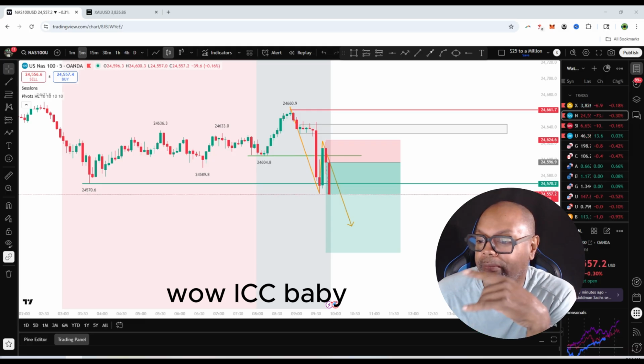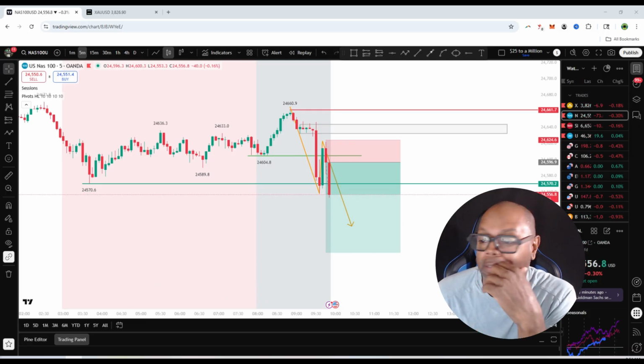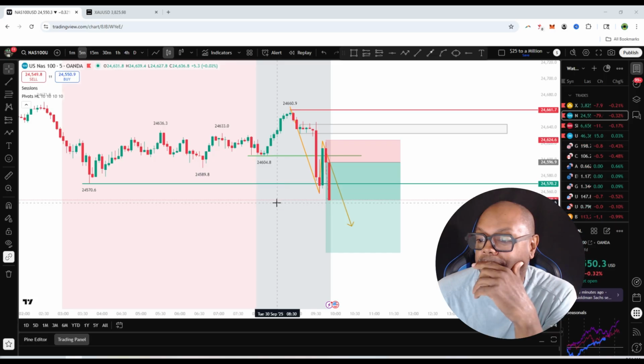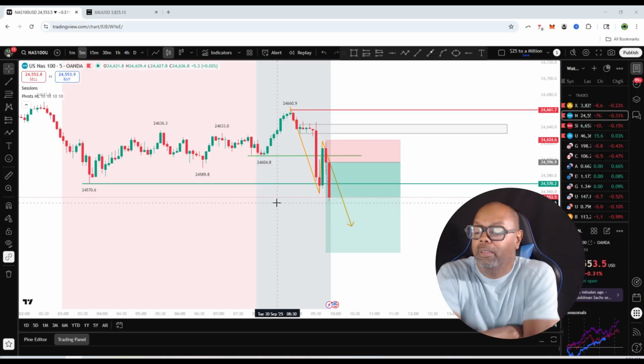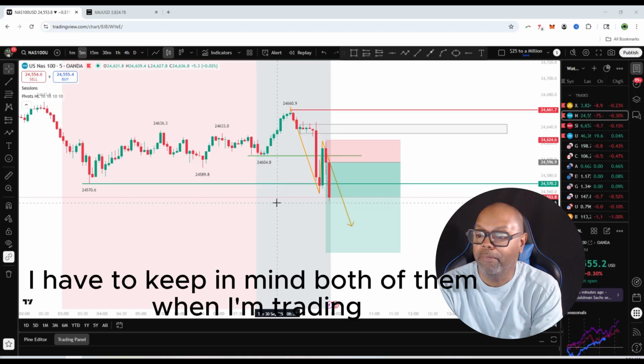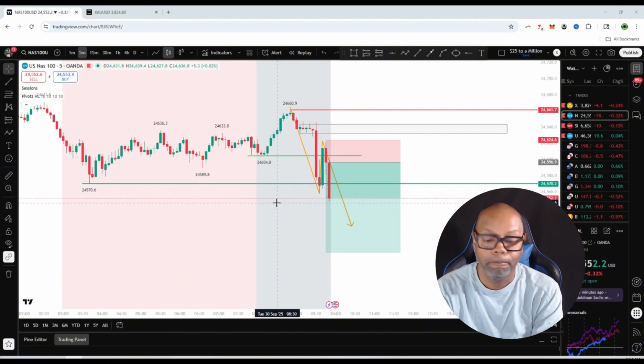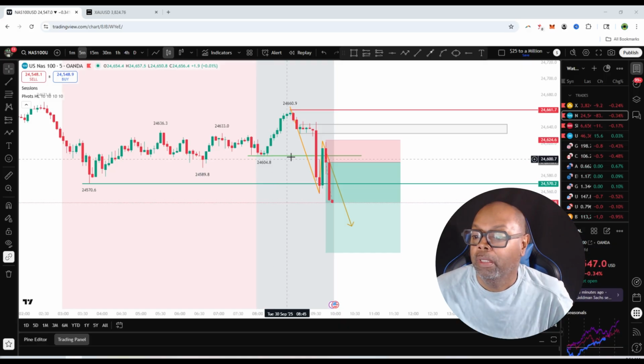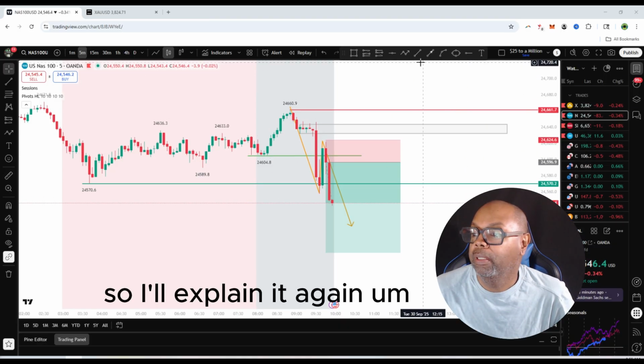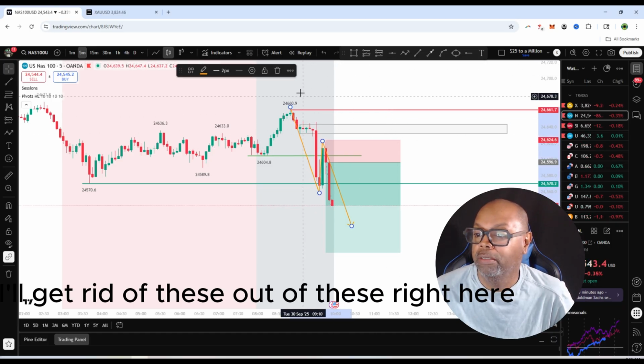Wow, ICC, baby. Damn, look at that. I like both setups. But I have to keep in mind both of them when I'm trading. So I'll explain it again. I'll get rid of these arrows right here.